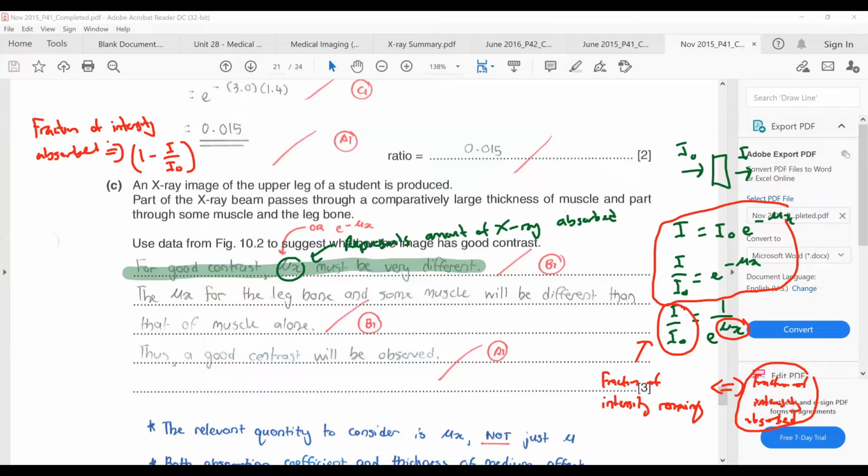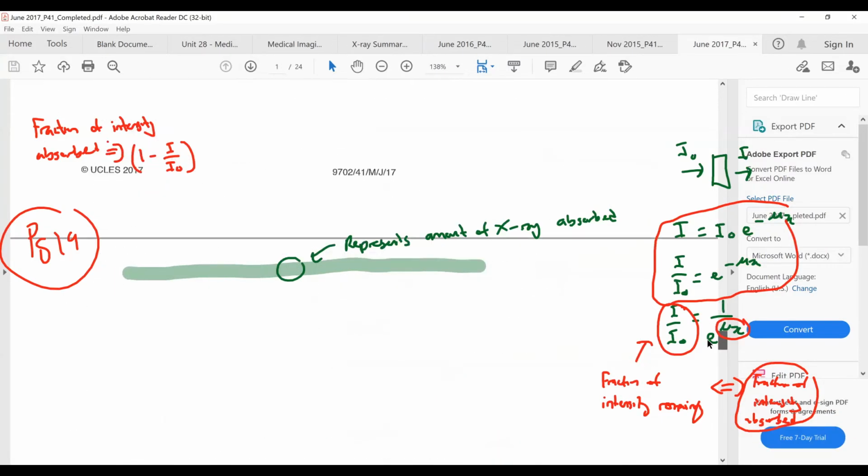Then after that, there should be page 19 that we can have a look at. So have a look at page 19. Okay, so we do one last question, page 19. If you just look at page 19, which is this one, June 17 P41. Okay, this is June 17 P41, question 10.